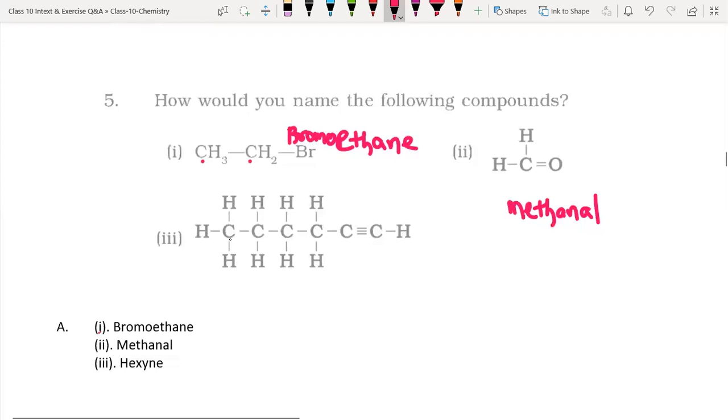And you have to name this one: meth, eth, prop, but, pent, hex. It will become hex. And no functional groups, leave it. But if you observe 3 bonds, alkane, alkene, alkyne, it will become yne, alkyne. It will become hexyne. You can observe here bromoethane, methanal, hexyne.